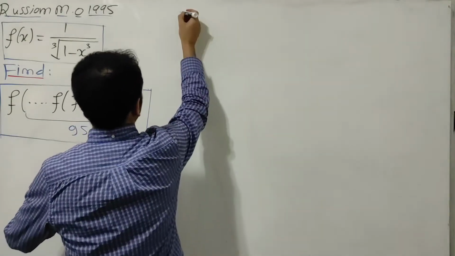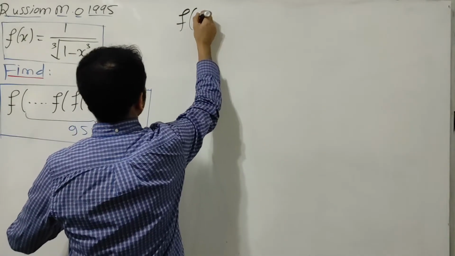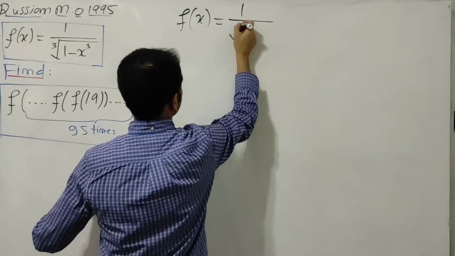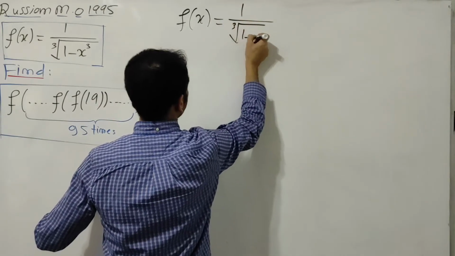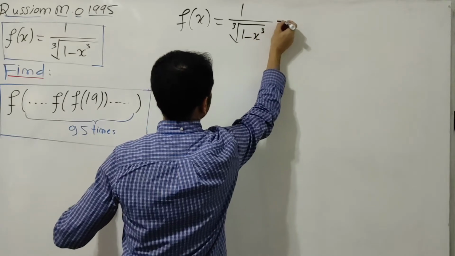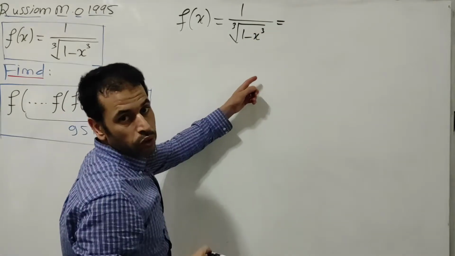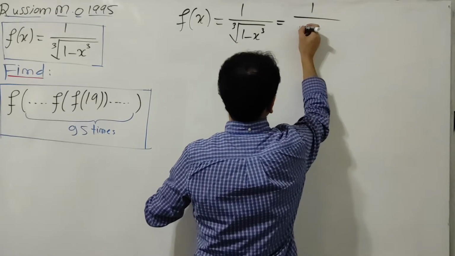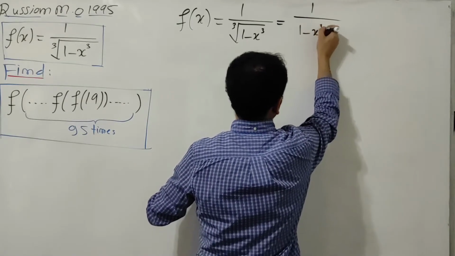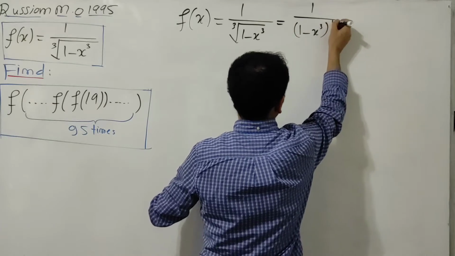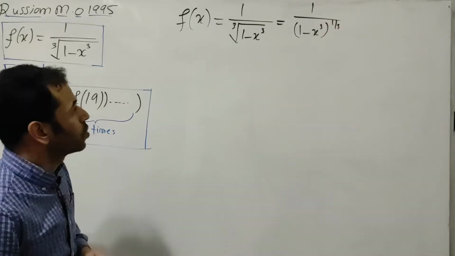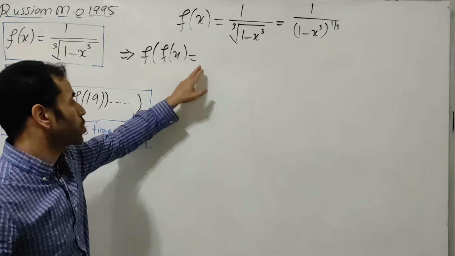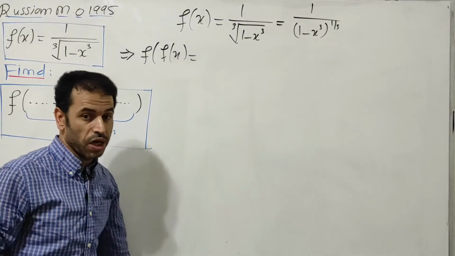So we have this function f of x equals 1 over cubed root of 1 minus x cubed. This one I can rewrite in another form as well. It is the same as 1 over (1 minus x cubed) to the 1 over 3. Okay, so now I'm going to compose this function one time to see what the expression is.